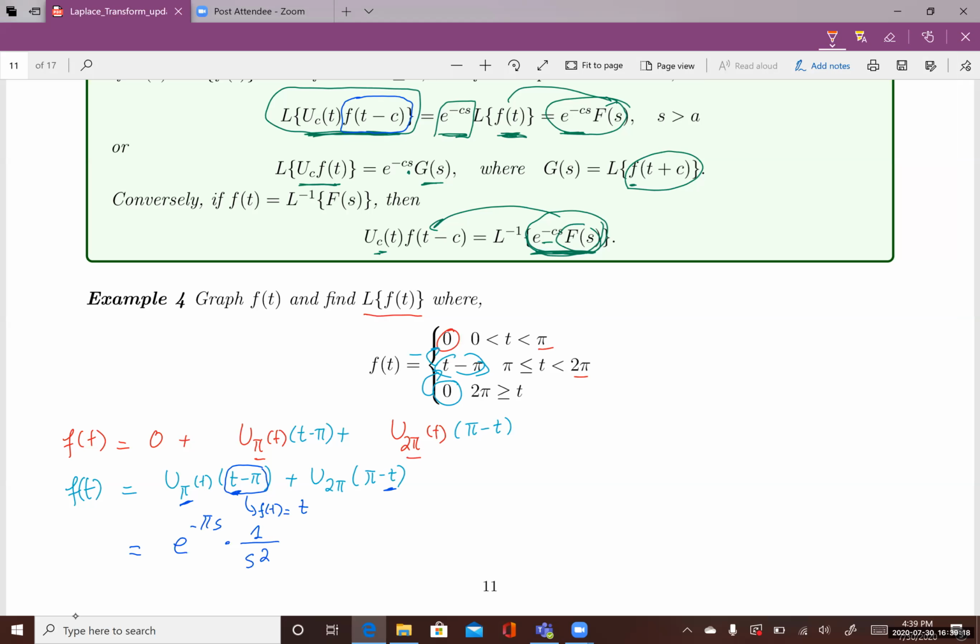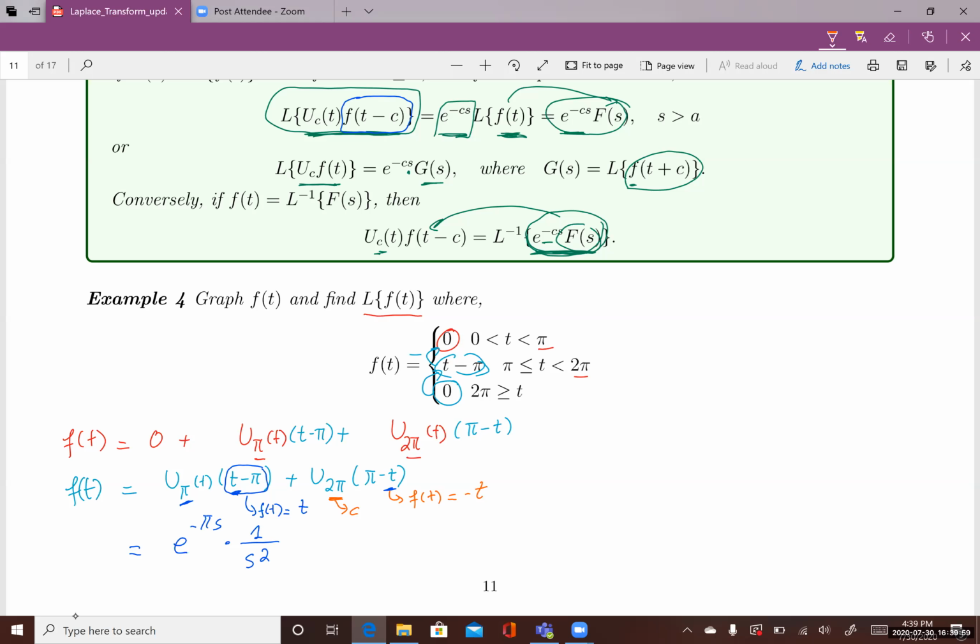How about the second unit function? I have 2 pi. And again, the function here is still f of t, or you can say f of negative t. So f of t equals, again, I can either assign t or negative t. So let's assign negative t, because I want to take this variable. And before I can use the Laplace transform of f of t, I need to convert this into f of t minus c, where c is 2 pi.